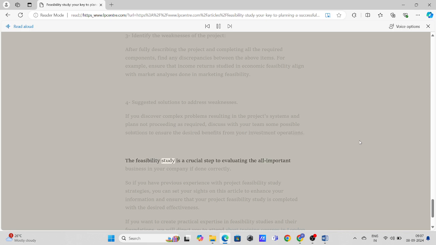The feasibility study is a crucial step to evaluating the all-important business in your company if done correctly. So, if you have previous experience with project feasibility study strategies, you can set your sights on this article to enhance your information and ensure that your project feasibility study is completed with the desired effectiveness.